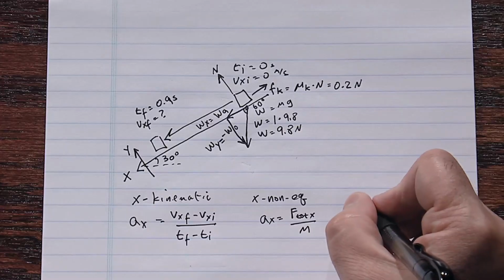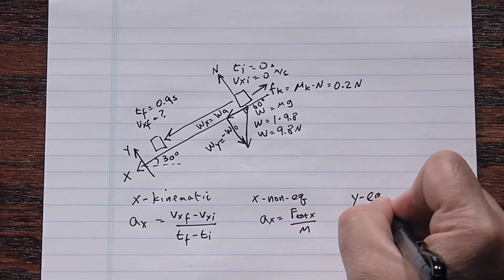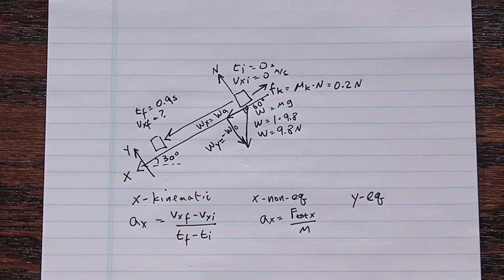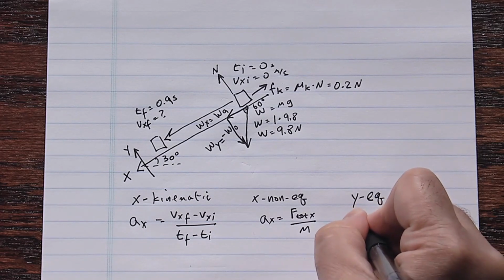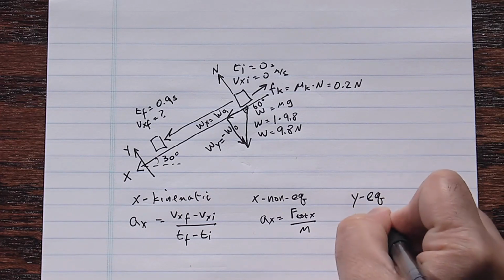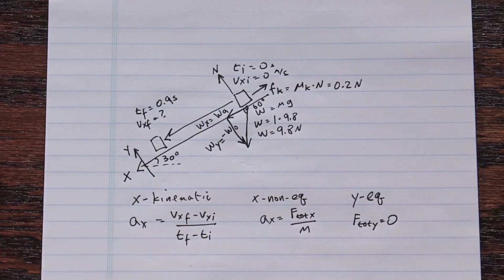Well, as we've drawn our y-axis, it's perpendicular to the roof. The brick is not moving perpendicular to the roof, and it stays not moving perpendicular to the roof. So, as far as the y is concerned, the brick is at rest in y, and it stays at rest in y. So we have y equilibrium.